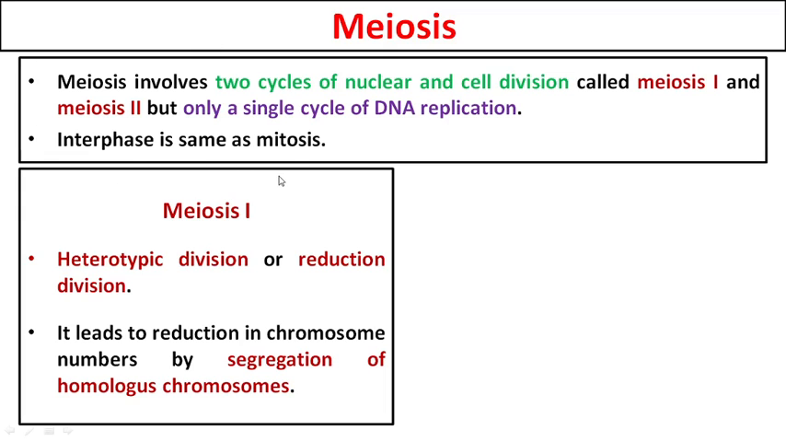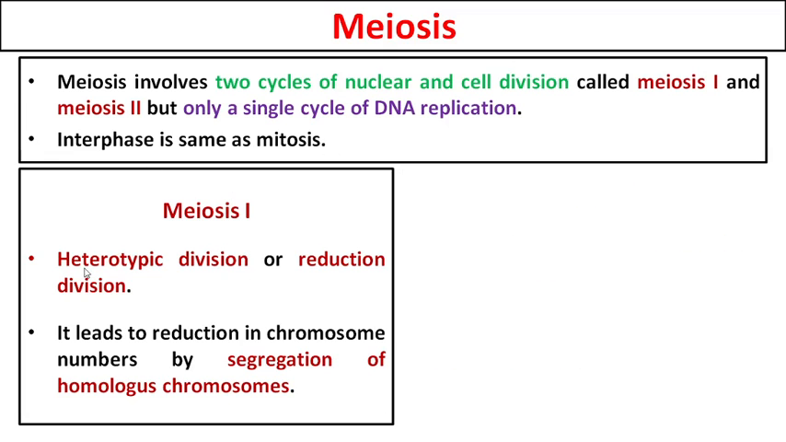Now, meiosis involves two cycles of nuclear and cell division. So there will be two cycles, two times the nucleus will divide and two times the cell will divide. Each cycle is called meiosis 1 and meiosis 2. However, it is important to remember that the cell's DNA will duplicate only once. So the whole DNA of a cell will be duplicated only once. It will not duplicate again after meiosis 1. Interphase is the same as mitosis, which we have already studied.